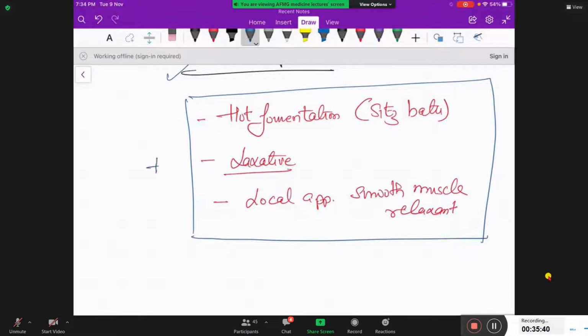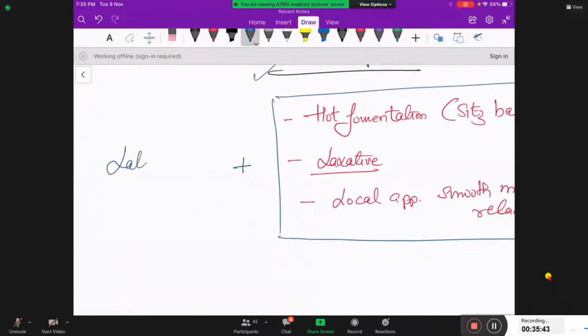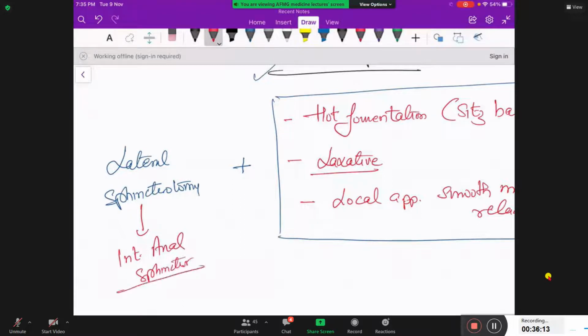We have to add lateral sphincterotomy. What do you mean by sphincterotomy? Divide the sphincter. Which sphincter do we divide? Question asked. Which sphincter are you going to divide? Puborectalis, internal anal sphincter, external anal sphincter? Internal anal sphincter. I checked in exam. Which sphincter is to be divided here? Internal anal sphincter. And you don't need to do anything about the tag.